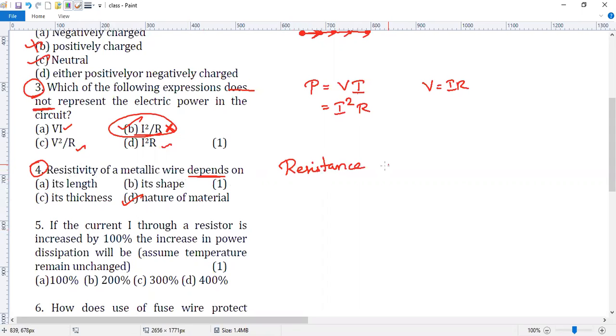Resistance depends upon length, it is inversely proportional to area of cross section, and also it depends upon the nature of material. Correct? Yes, ma'am. Resistance is dependent upon all these things. But here the question is about resistivity. Resistivity, brother, is totally dependent upon the nature of material only. Okay? Yes, ma'am.